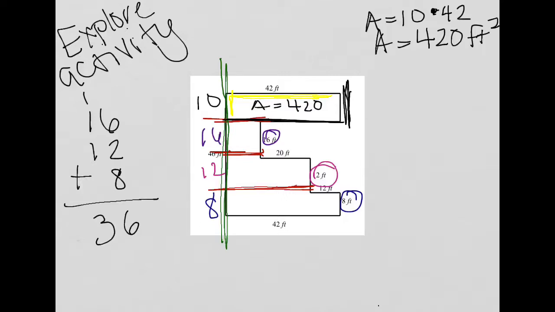So I don't have enough information yet on that one. So I'm going to move to another piece that I can figure out, which would be the very bottom rectangle. So I know that the very bottom rectangle, change colors again, has a length of 42 feet and a width of 8. So I can do area equals 42 times 8, which would give me an area of 336 feet squared.